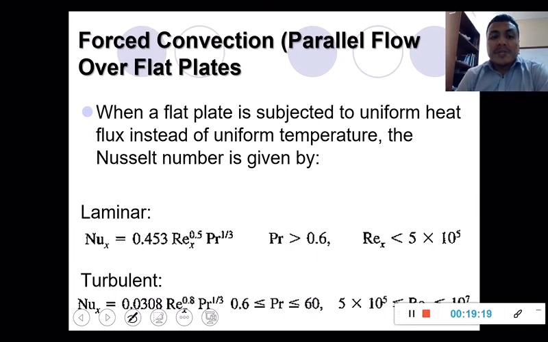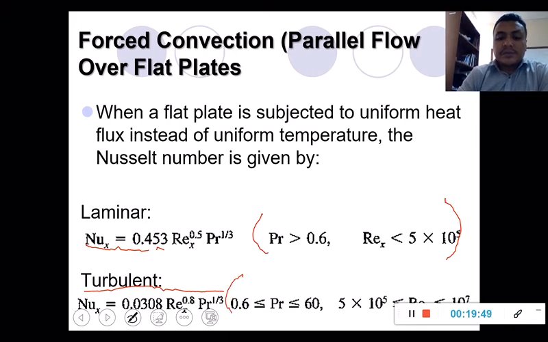Okay. When a flat plate is subjected to uniform heat flux instead of uniform temperature, the Nusselt number is given by, okay, so this is another formula for the Nusselt number. This one is the Nusselt number for laminar. The bottom one will be for turbulent. The Reynolds number is still the same, so we have the same consideration.